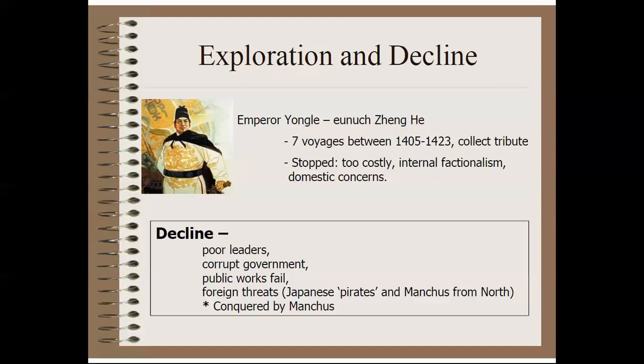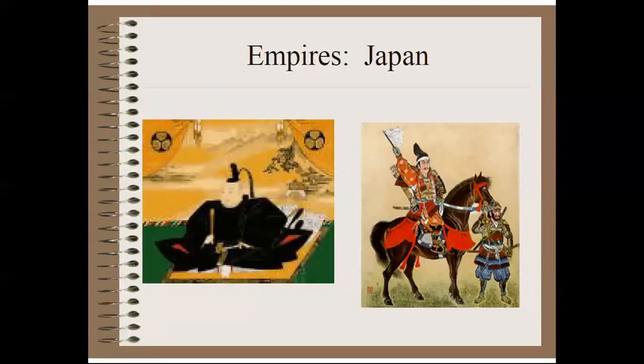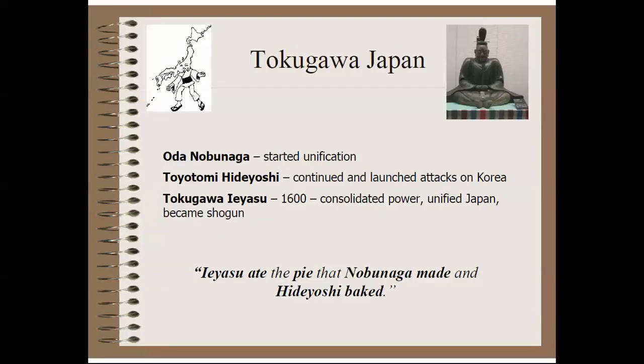We talked about Emperor Yongle, how he allowed Zheng He to do his explorations. It's going to be stopped after 1423 because it was too costly, and the Neo-Confucians and the Confucian bureaucrats did not like it. The Ming dynasty is going to decline because of poor leadership and corrupt government. The public works are going to fail, and there are going to be foreign threats. Japanese pirates and Manchus from the north are going to start to attack the Ming dynasty, and eventually the Manchus from the north are going to conquer China and establish the Qing dynasty, which maybe we'll talk about, maybe not.